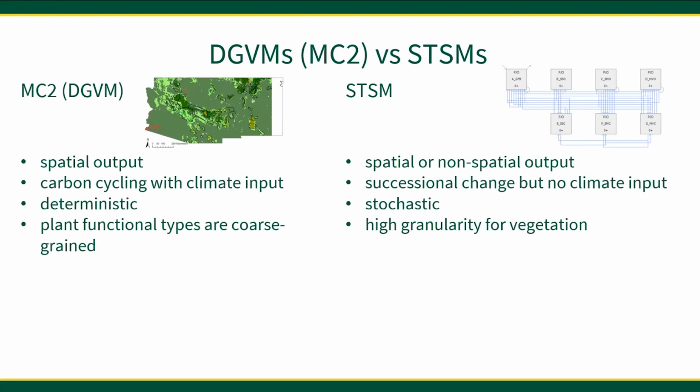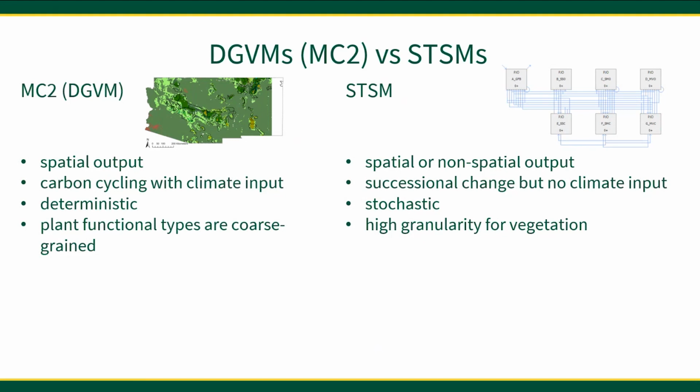So there's two models involved in this work, MC2, which is a dynamic global vegetation model, and an STSM that was developed previously for modeling the Southwest. So it was already in existence, and we wanted to take the strengths of these two different models and work them together. Our DGVM outputs spatially, it simulates carbon cycling with climate input. It is a deterministic model. One of its shortcomings is that the plant functional type output that it produces is pretty coarse grained. We don't have a lot of detail from MC2.